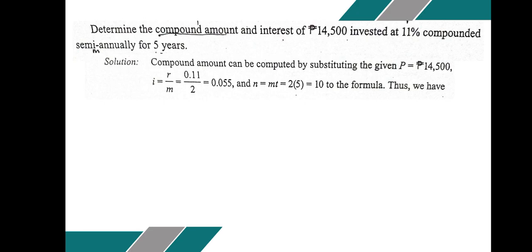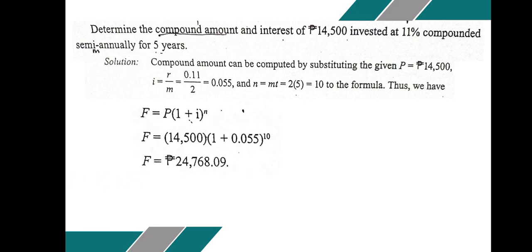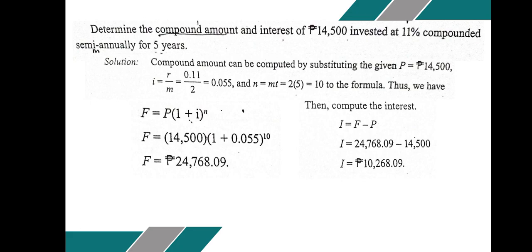And then, our N, or the total number of conversion periods, is just M times T, that is equal to 10. So, our formula is still compound amount is equal to P times 1 plus I raised to N, which, substituting the given information in our formula, we have 14,500 times 1 plus 0.055 raised to 10. And that is equal to 24,768.09.